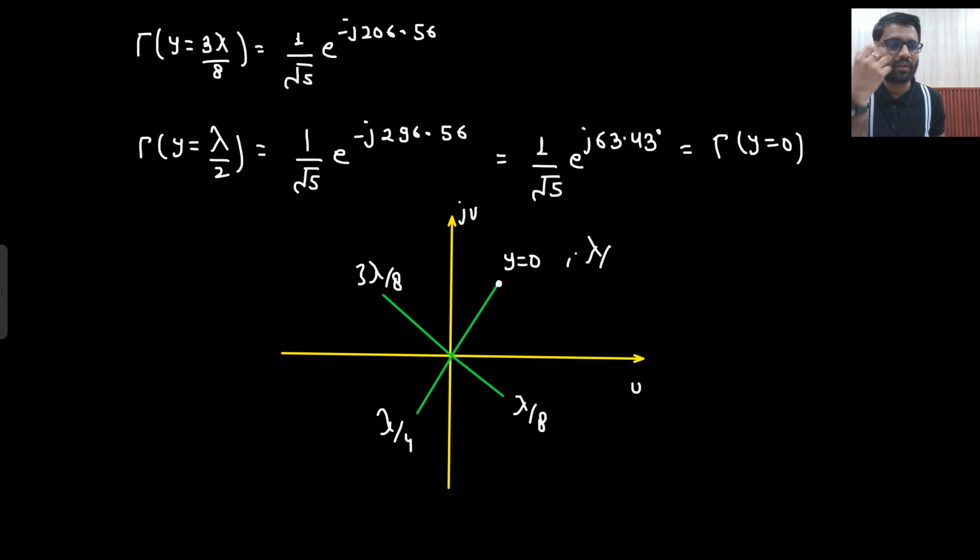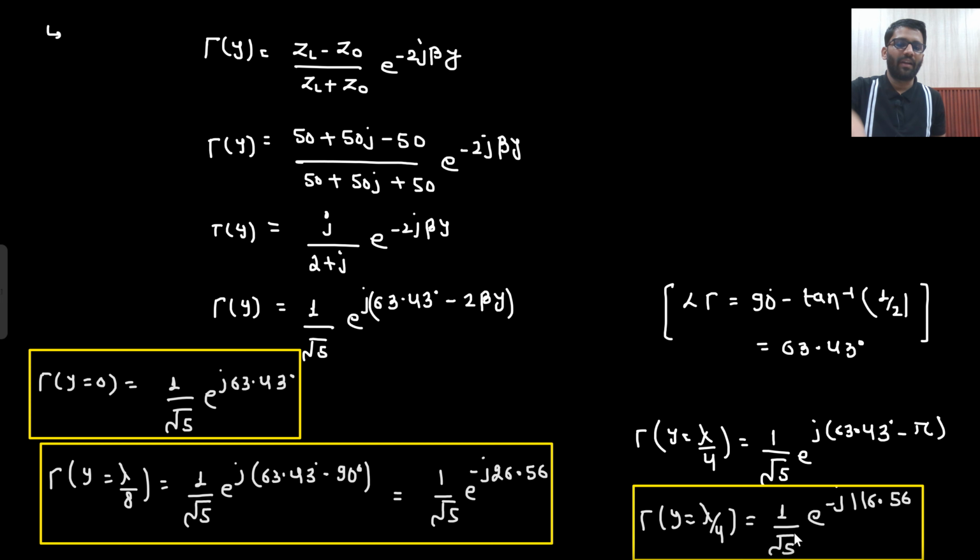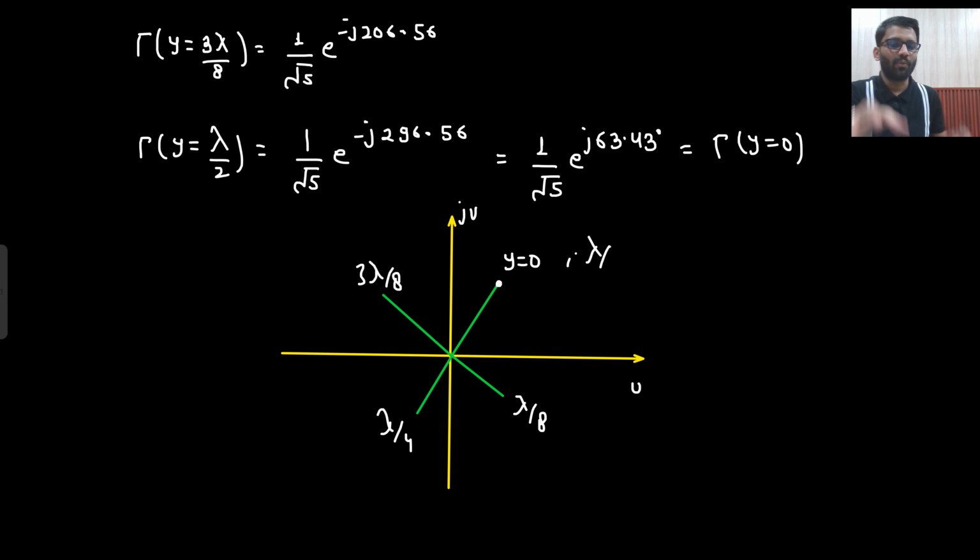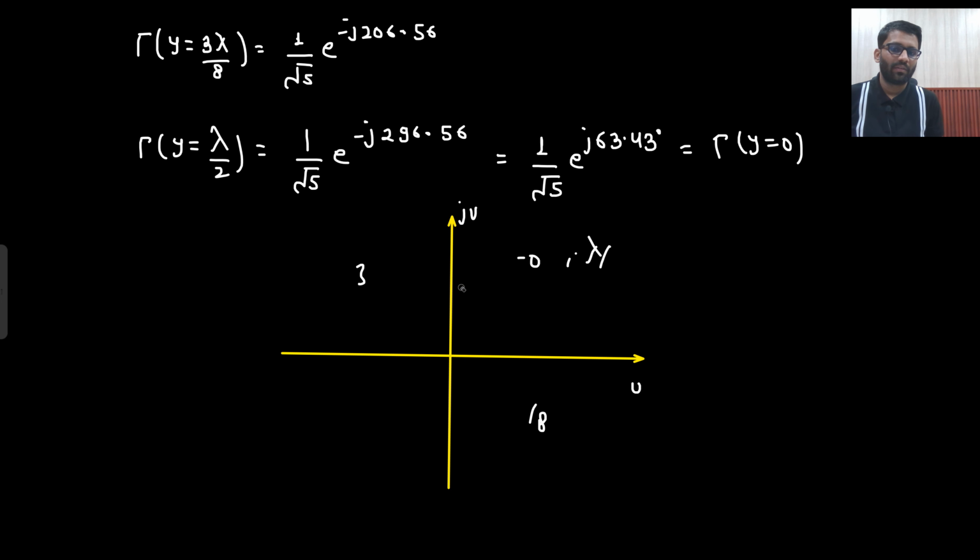This is a constant VSWR circle, because all the points, lambda by 8, 3 lambda by 8, lambda by 2, 0, lambda by 2, all have the same value of gamma, that is 1 by under root 5. The mode of gamma is 1 by under root 5 only. The angle is being changed. We started with y equals to 0, then we moved to lambda by 8. In between there could be other points as well, and when we take other points, you would find that they come somewhere in between only. Then from lambda by 8 to lambda by 4 you are getting a circle. If we make a clearer diagram, what we get is nothing but a circle only.